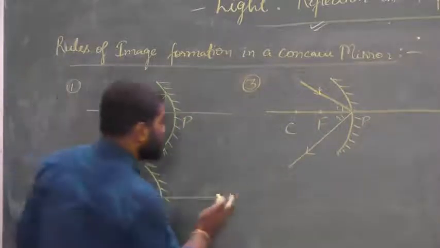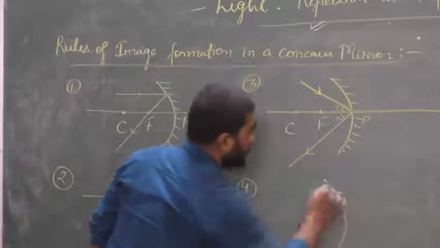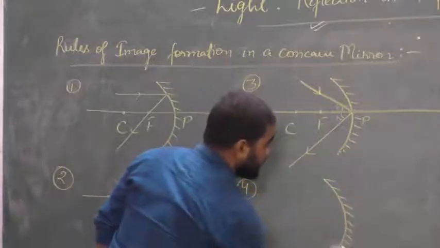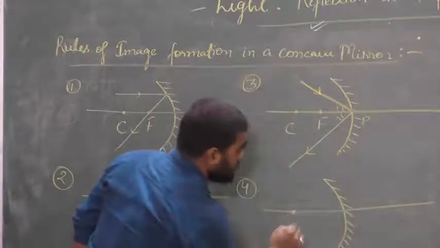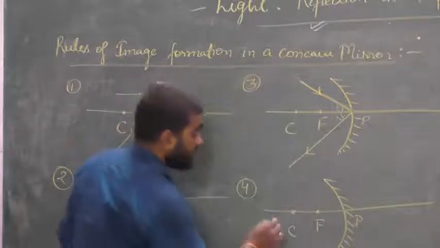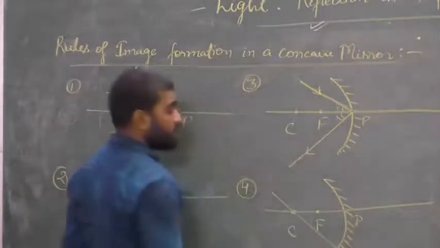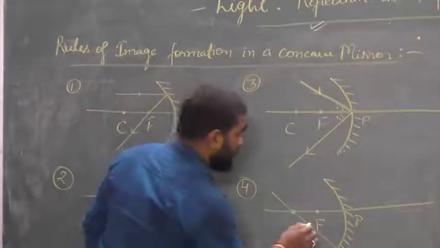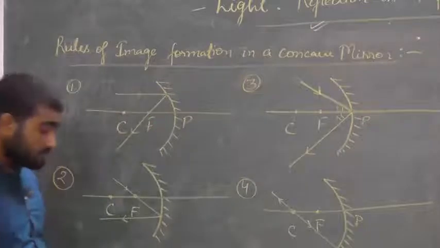And the last rule is what? Fourth rule: when the ray of light falls from the center of curvature on a concave mirror, okay, this is the center of curvature, this is the focus, and this is the pole. Then when the ray of light falls from the center of curvature onto the concave mirror, it gets reflected back in the same way, in the same path.